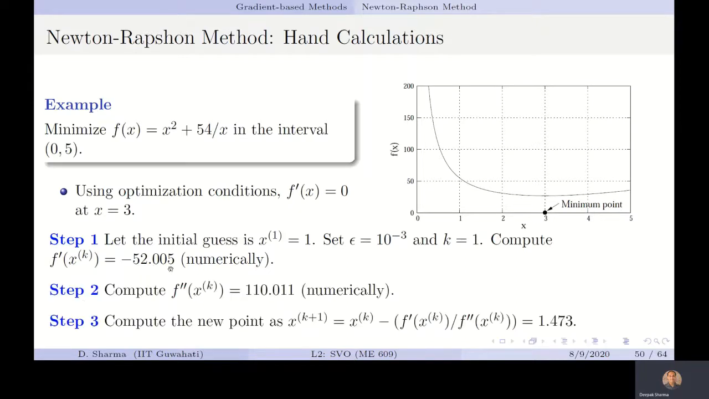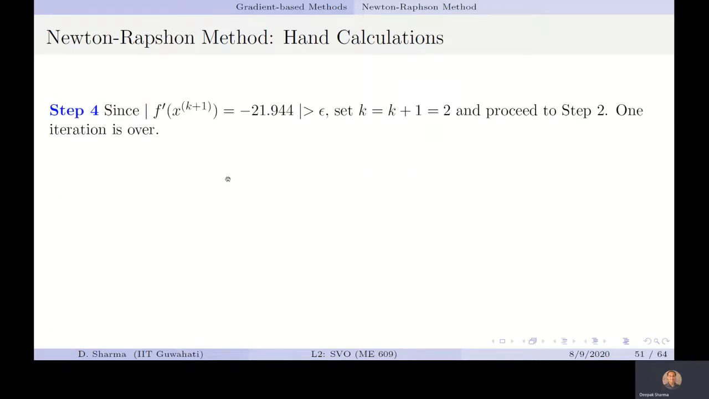Now you remember that in step 2, we calculate the second derivative of the function. While calculating numerically again, we get 110.011. Putting the values of f dash and f double dash of x, we can compute the new point in step 3, which is x(k+1). By putting all the values, we get 1.473.